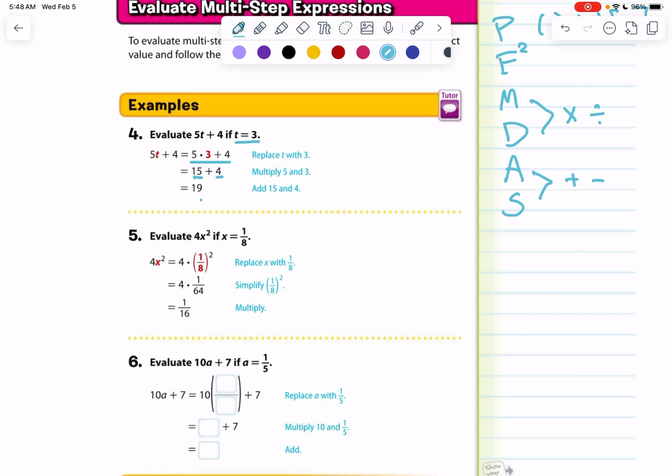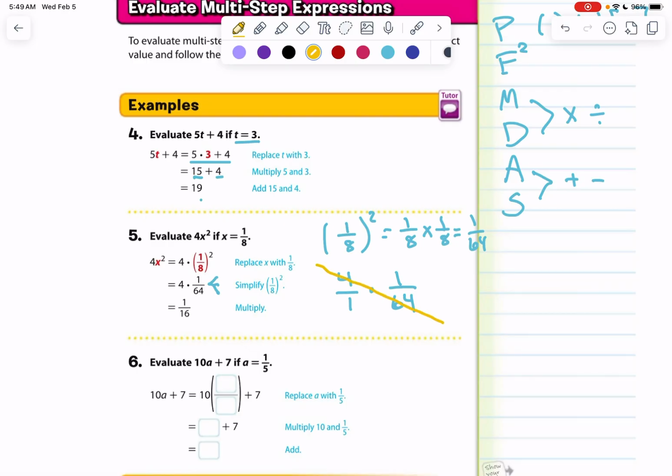Ooh, here's a fun one. 4 times x squared. If x equals 1/8, what would 1/8 squared look like? Well, that would be 1/8 times 1/8. Multiplication, we multiply straight across. So 1 times 1 is 1. 8 times 8 is 64. That's what they have right here, right? And remember, 4 times 1/64th, put your whole number over 1. 4 over 1 times 1 over 64. And then they don't show the step here, but they cross-canceled most likely.